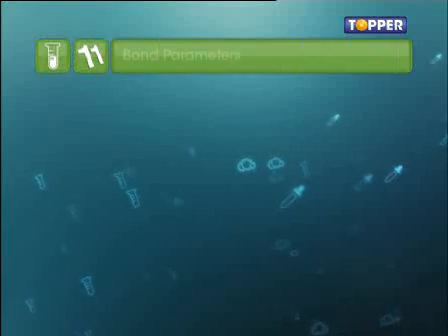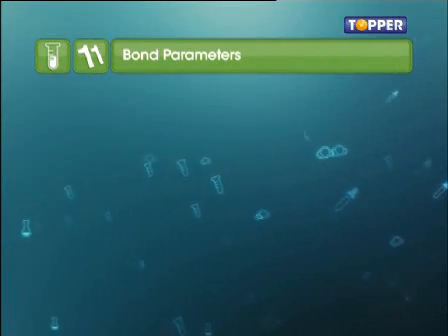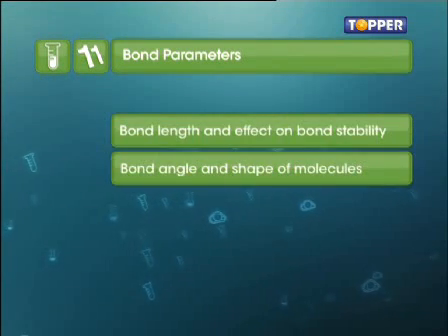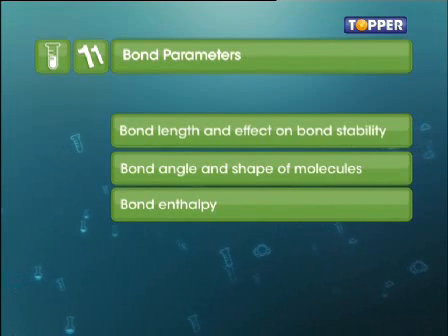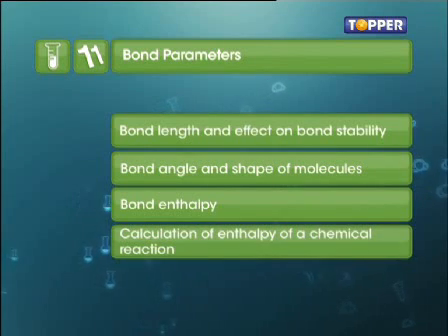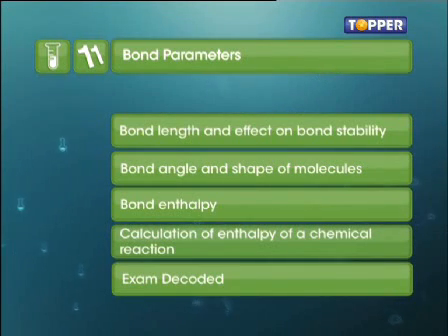Hello and welcome. You may have often heard that a man can be judged by the kind of relations he keeps. Well, atoms sometimes behave very much like people, and by understanding the nature of their bonds, we can get to know them better. In today's show, we will learn about the meaning and significance of bond parameters like bond length, bond angle, and bond enthalpy. We will then learn about calculation of enthalpy of a chemical reaction. Finally, in Exam Decoded, we will undertake the different parameters of exam questions to equip you to face your exams confidently.